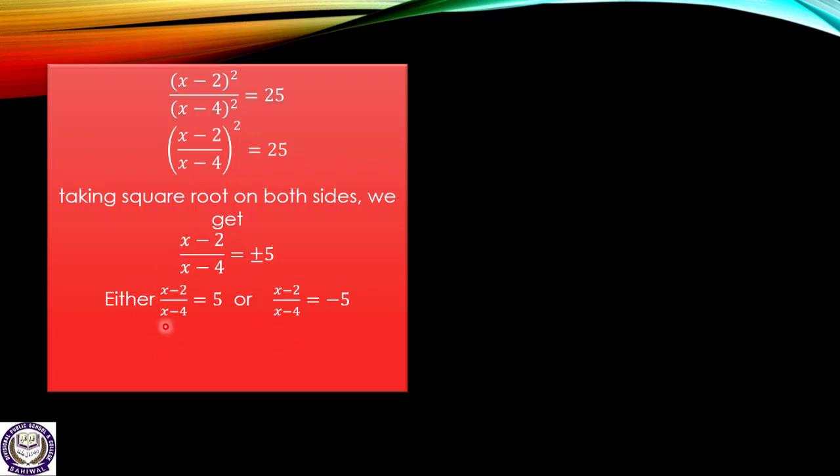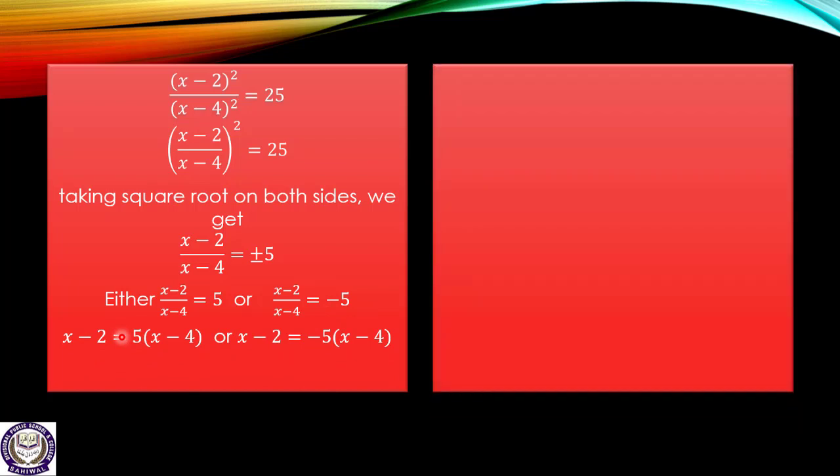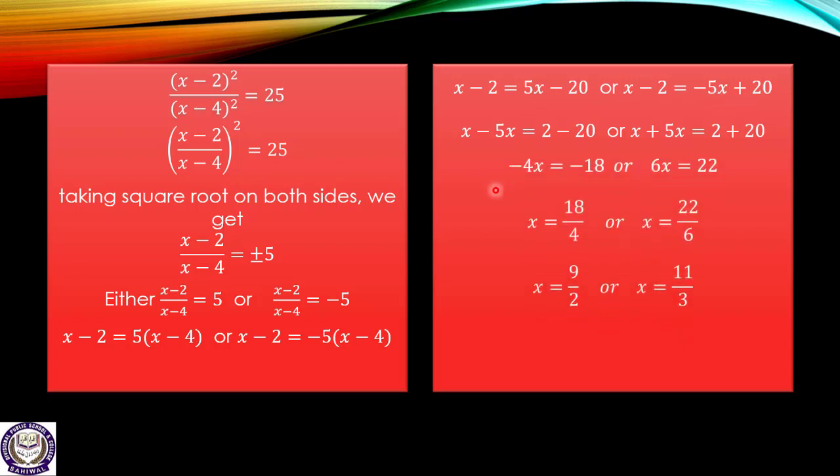Either (x - 2)/(x - 4) is equal to 5, or (x - 2)/(x - 4) is equal to -5. Solving these two equations for the values of x, we get x - 2 is equal to 5x - 20, or x - 2 is equal to -5x + 20. Solving it, we get two values of x. Either x is equal to 9/2 or x is equal to 11/3. If we check it, we get two solutions, 9/2 and 11/3.